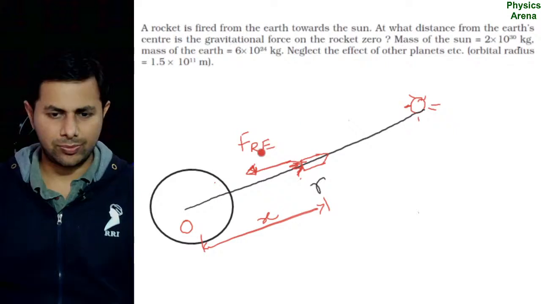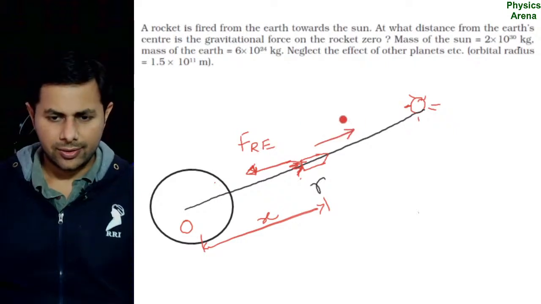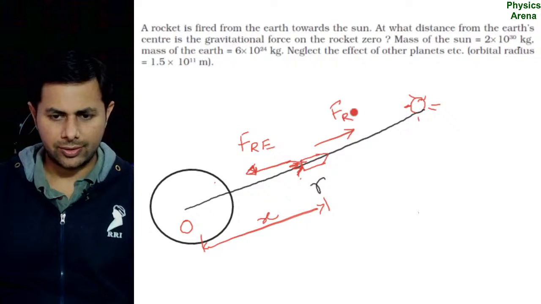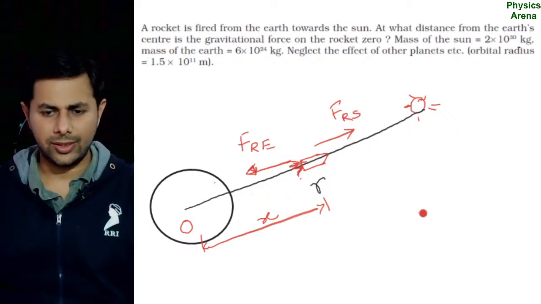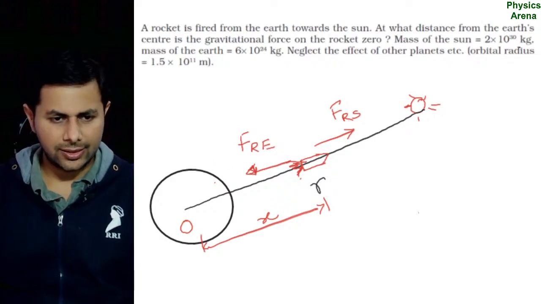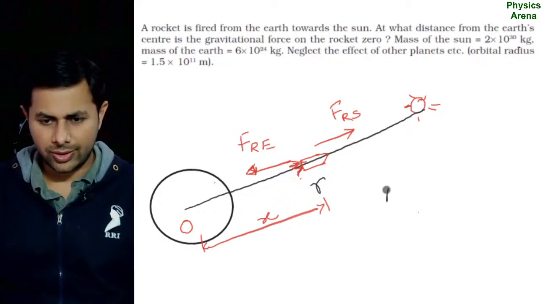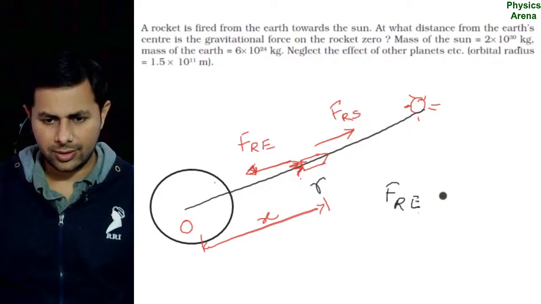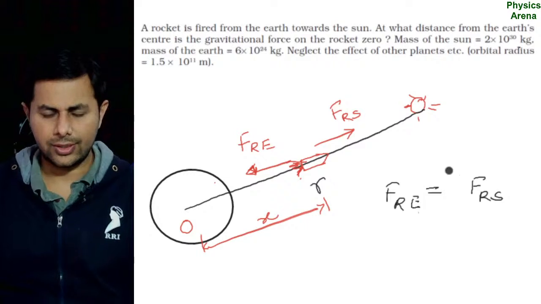Okay, so this is the force on the rocket due to Earth, this is the force on the rocket due to the sun. Okay, so in magnitude they are the same. So what I can say is the force on the rocket due to Earth is equal to the force on the rocket due to the sun.